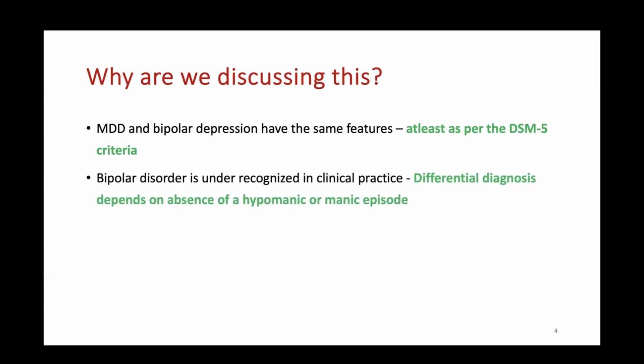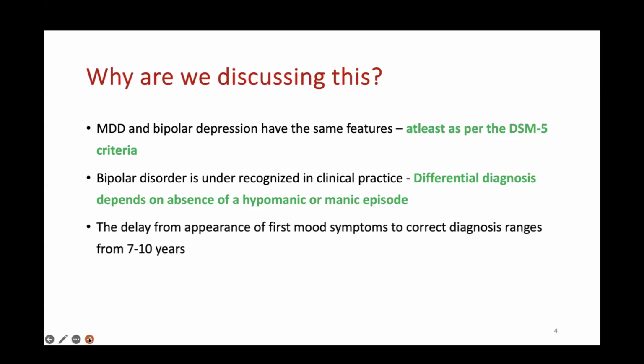Bipolar disorder is under-recognized in clinical practice. Differential diagnosis depends on the absence of a hypomanic or a manic episode. So most of the time a hypomanic episode is missed. When we talk to a patient, they tell us that they had 3 depressive episodes. Then we think that it is unipolar and we start them on an antidepressant, which is absolutely opposite to the treatment which would have been given if the patient was a patient of bipolar depression. So it is very, very important.